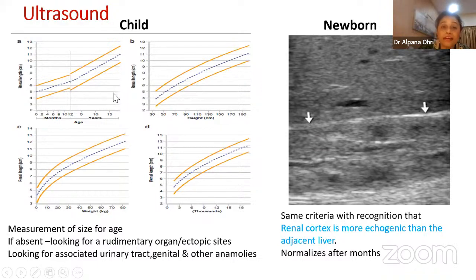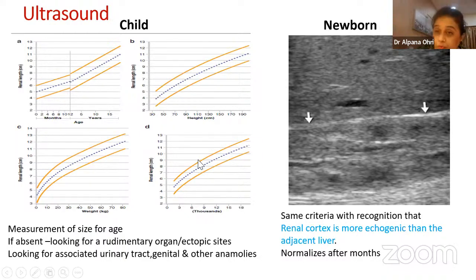And if they do not find the kidney in the right place, they have to look for a rudimentary organ or look at ectopic sites where kidneys may be present. And when they are done with that, they also need to look at the urinary tract and genital tract for associated abnormalities.